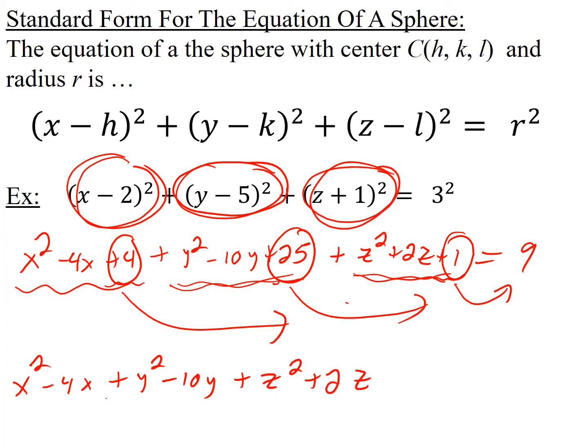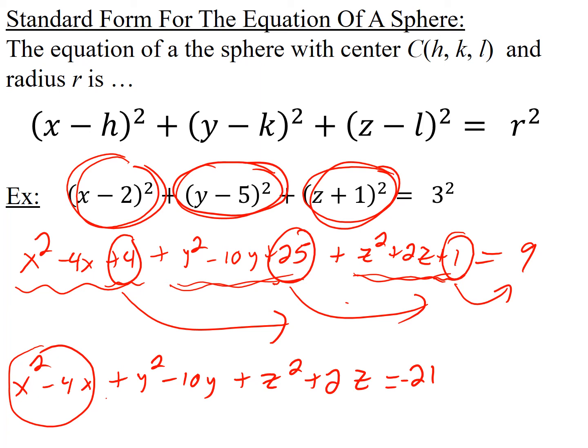And on the other side, if you take 4, 25, and 1, that's 30. If you move it over, it'd be minus 30. 9 minus 30 is negative 21 equals negative 21. And they'll give it to you in this form. So now you have to look at this and go, oh, okay, I need to make that something squared. So what do I have to add to it to make it something squared? You have to do it 3 times because there's 3 letters for the equation of a sphere.